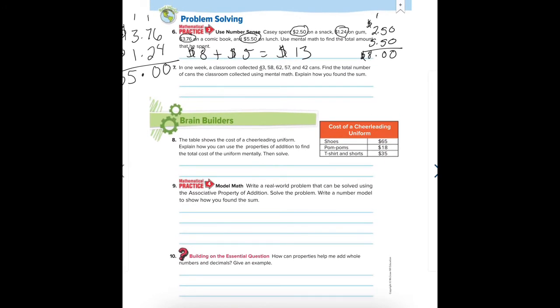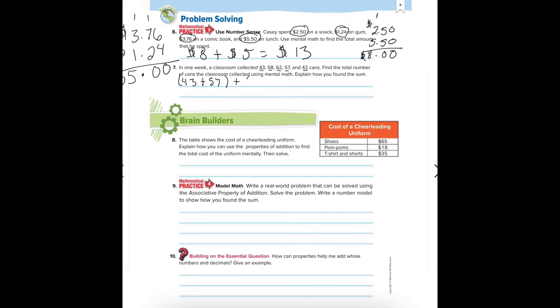Okay, number 7. In 1 week, a classroom collected 43, 58, 62, 57, and 42 cans. Find the total number of cans the class collected using mental math. Explain how you found the sum. Okay, all right, let's write some of these down. I'm going to do 43 plus 57. Then I'm going to put those together because I know in my head that 57 and 43 are going to make a really nice number.